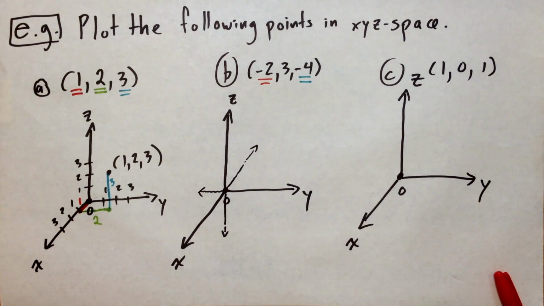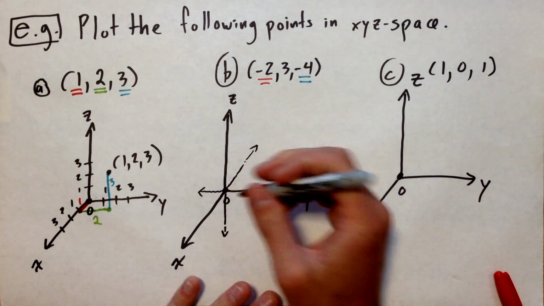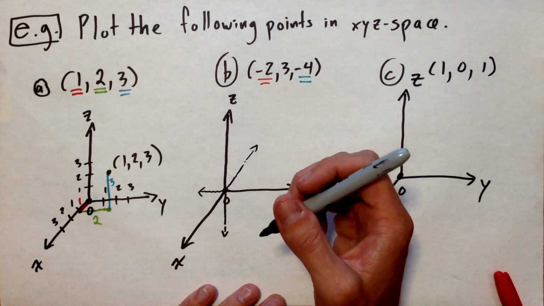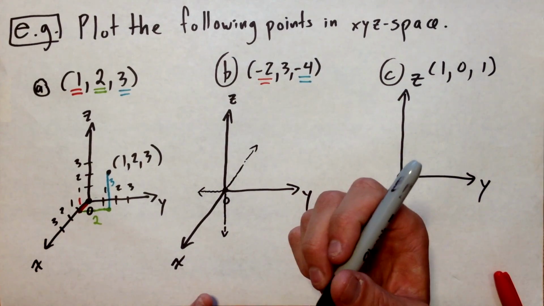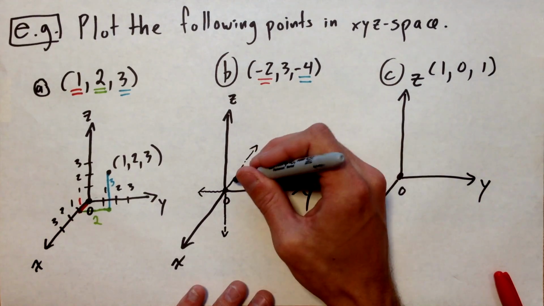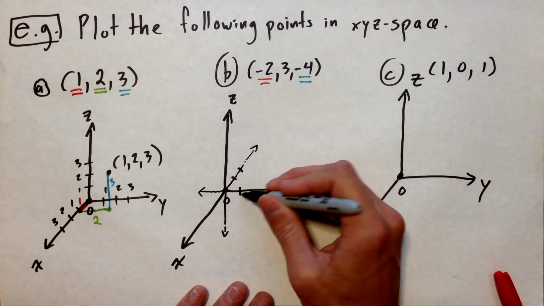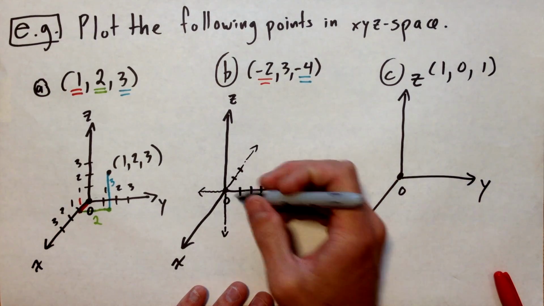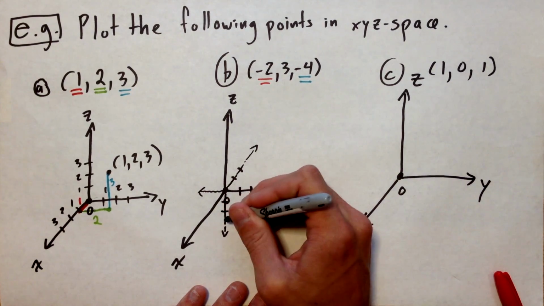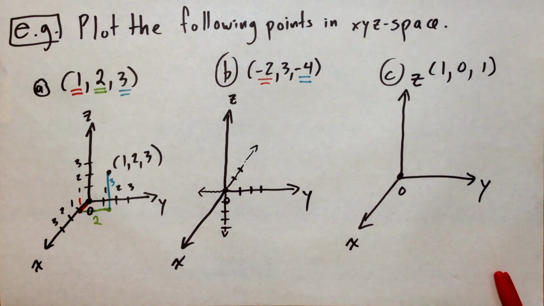And let's draw some hash marks just to give a sense of scale. And this time I'm not going to bother labeling them because things can get pretty messy. So x I need to go -2, y I need to go 1, 2, 3, and z I'm going to need to go -1, -2, -3, -4. So that's where we're going here.